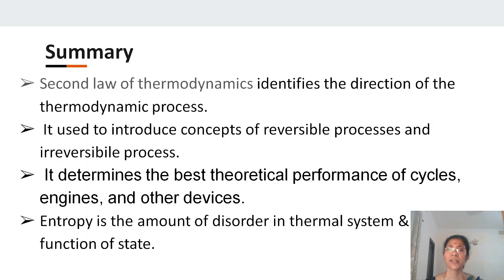To summarize, the second law of thermodynamics identifies the direction of thermodynamic processes. It is used to introduce the concepts of reversible process and irreversible process, which we already discussed in the beginning. It determines the best theoretical performance of cycles, engines and other machines. Entropy is the amount of disorder in the thermal system and it is a state function.